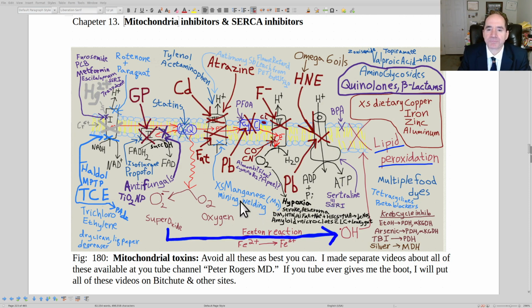Okay. Another thing is some of these endocrine disrupting chemicals like BPA, bisphenol A. They will also be damaging to the inner mitochondrial membrane. PFOA, like on the nonstick cookware, can be harmful in this way.